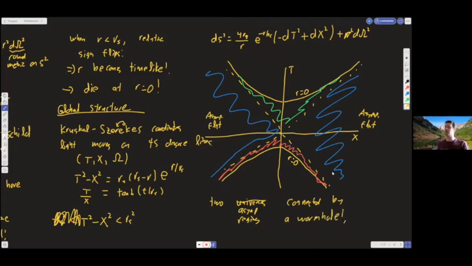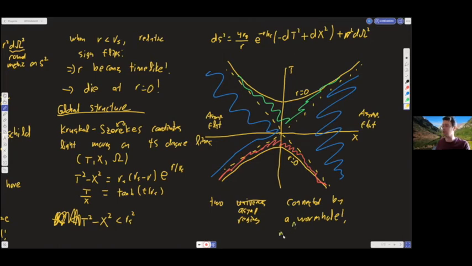But remember I told you that in Kruskal or Kruskal-Szekeres coordinates, light moves on 45-degree lines. What this picture tells you is that light can never get from one asymptotic universe to the other. If I'm down here in this asymptotic universe, even if I send a signal very early, it's always going to end up in this singularity here, and it's never going to make it over to the other side, and vice versa.